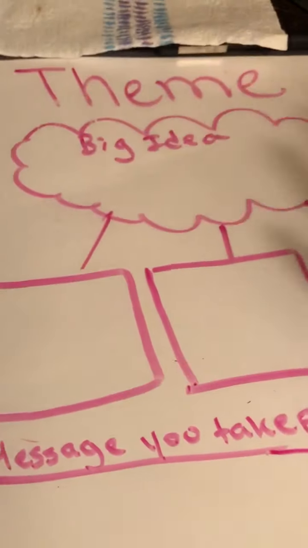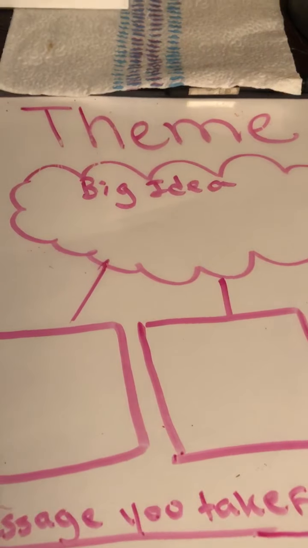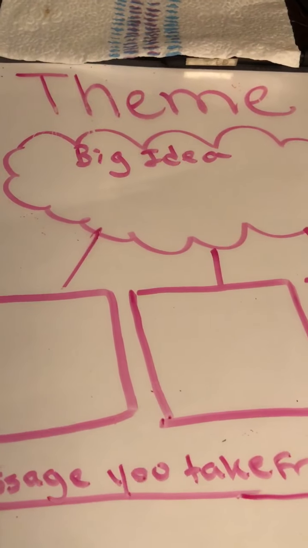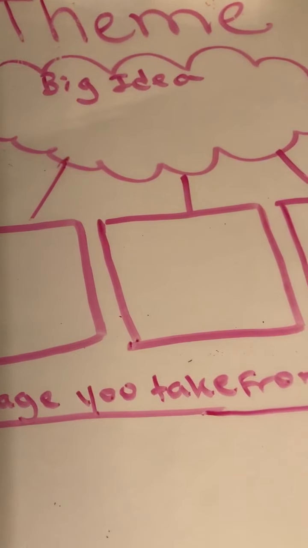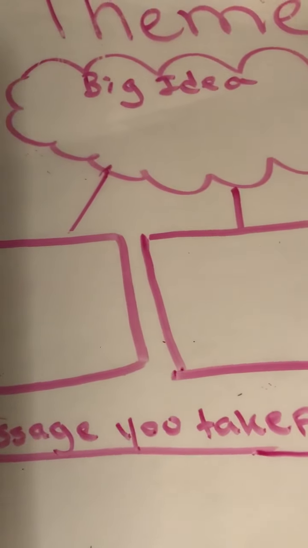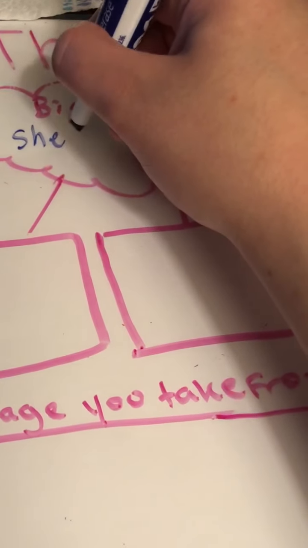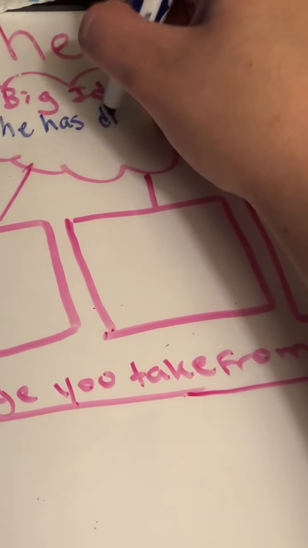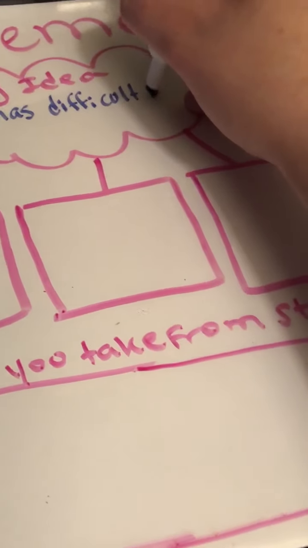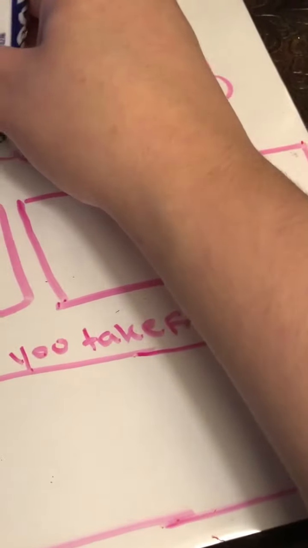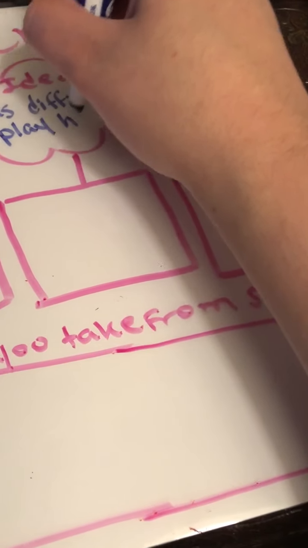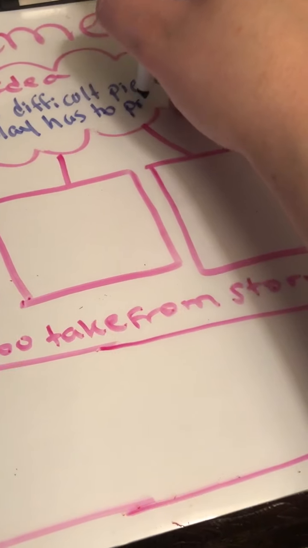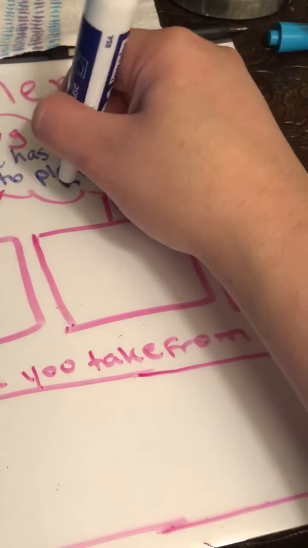So I know that my big idea is that she's trying to practice. She's picked a very difficult piece to play for the recital, and she has to practice a lot in order to be able to play it. So the big idea that I'm going to write here: she has a difficult piece to play, has to practice a lot.